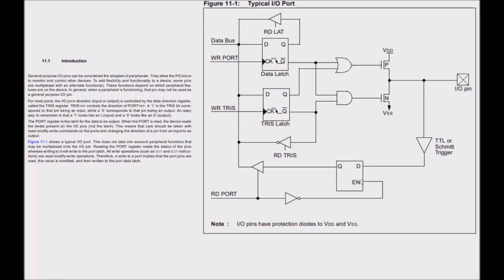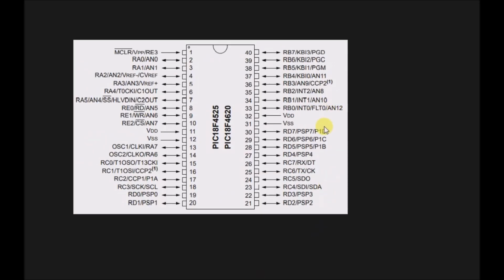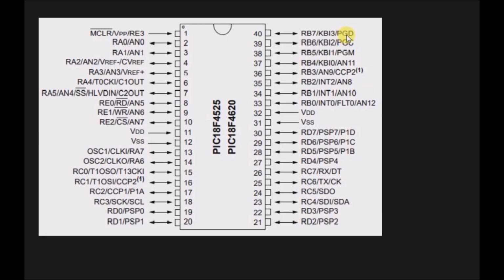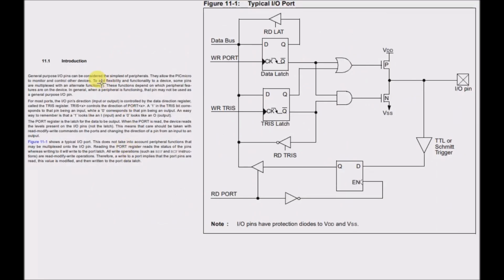To add flexibility and functionality to a device, some pins are multiplexed with an alternate function or functions. Maybe you've seen that all of the pins share various different functions. For instance, PGD, PGC, PGM all relate to programming your chip from your PC, and then you've got these pins devoted to the oscillator to create a clock for your microcontroller. So that's what this is saying when it's saying the pins are multiplexed with alternate functions.